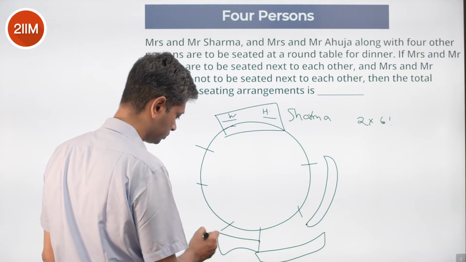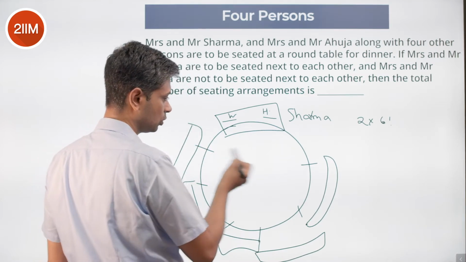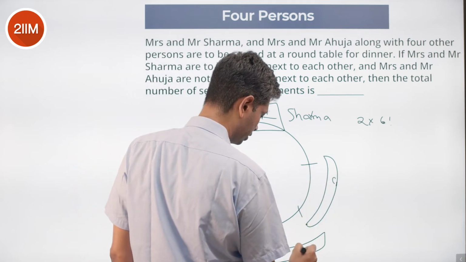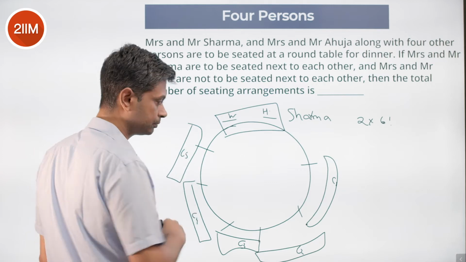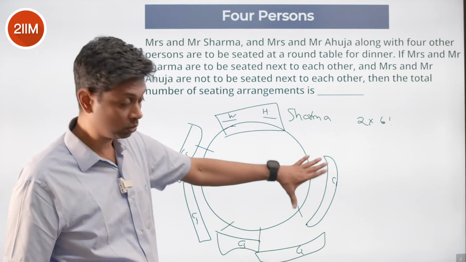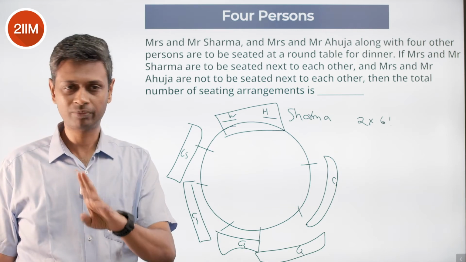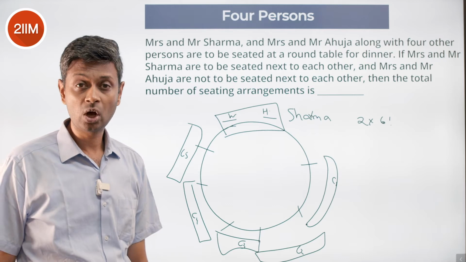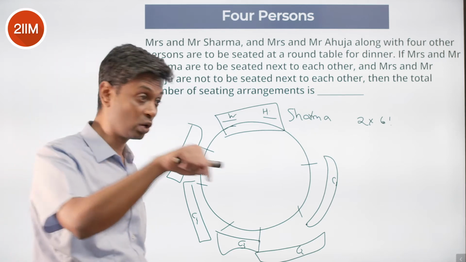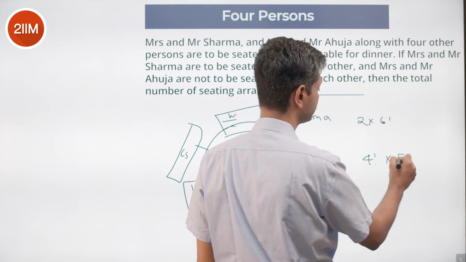Or these 2. Or these 2. Combination 1, combination 2, combination 3, combination 4, combination 5. Assume they are in these 2. Then there are 4 seats remaining, 4 people, 4 factorial ways. So the number of ways that I should not count is 4 factorial into 5.